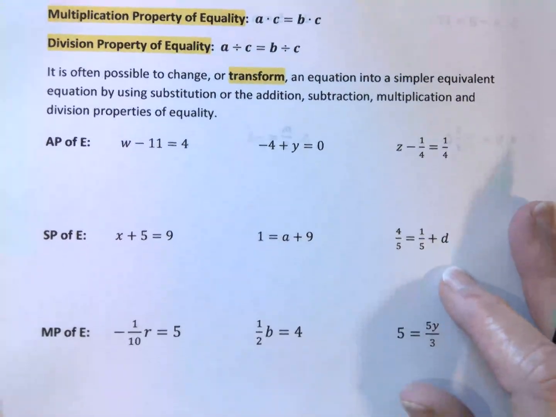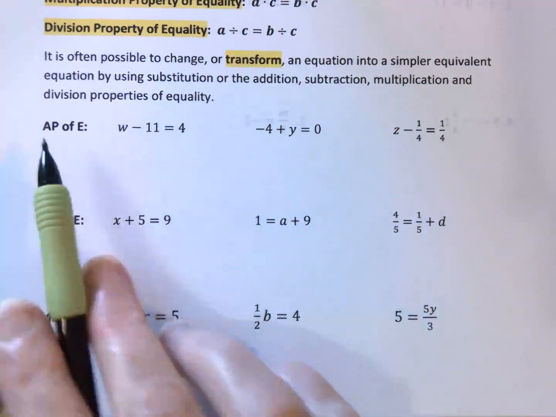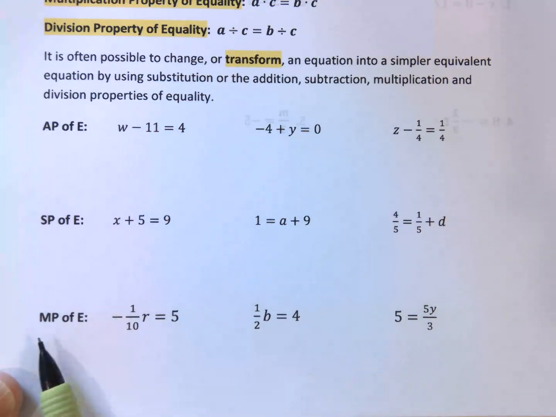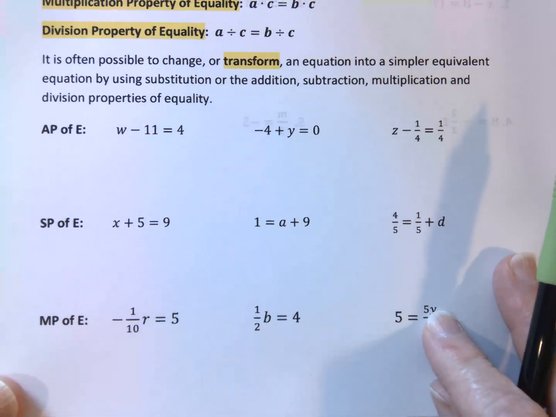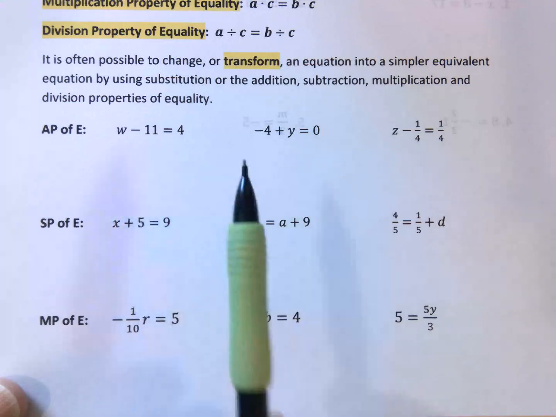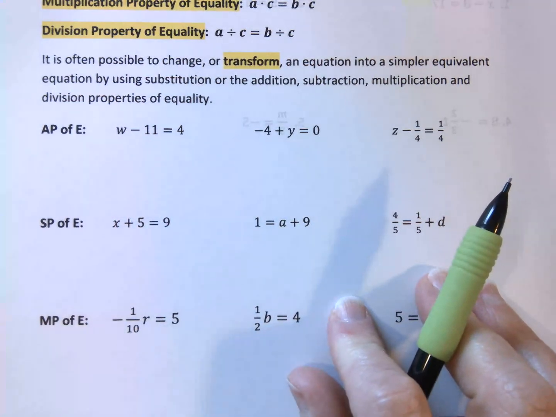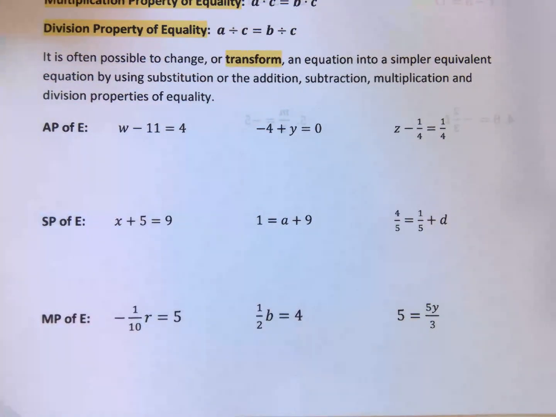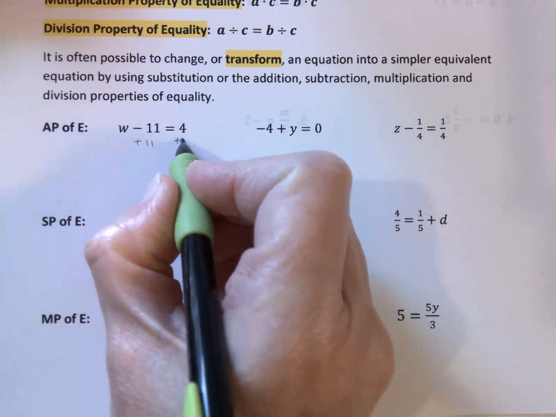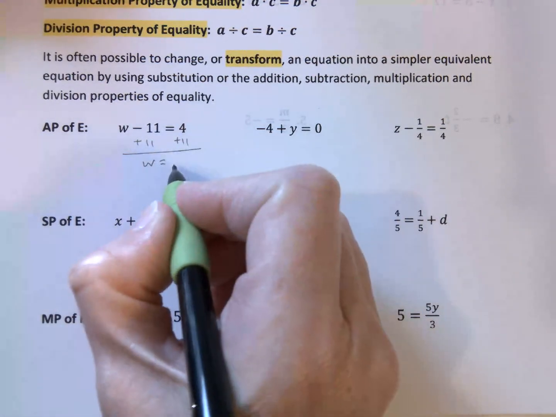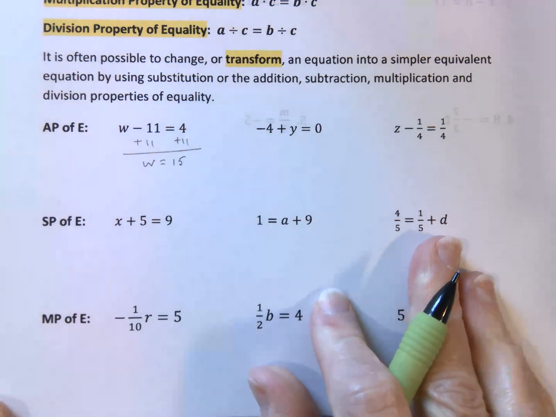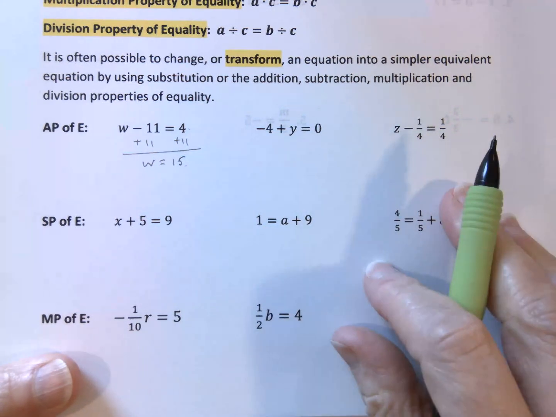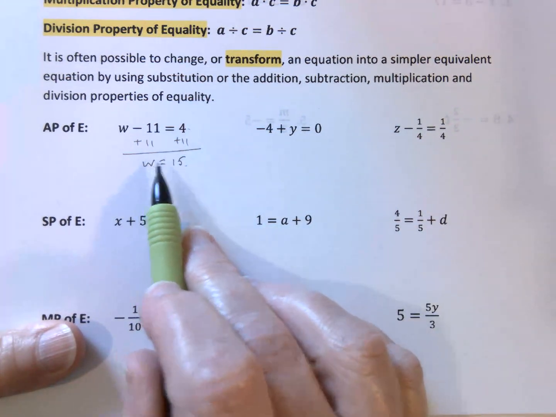So here I've cheated, and instead of writing them out each time, I just did initials. So this is the addition property of equality, subtraction property of equality, multiplication property of equality. And on the back is probably division. Okay, so we're going to transform these equations by adding. For this first one, I want to get w by itself. I'm subtracting 11. I can undo that by adding 11 to both sides. And I'm left with w is equal to 15. So I have transformed that equation. The first equation and the last equation are equivalent to each other. And this one is just basically simplified or transformed.